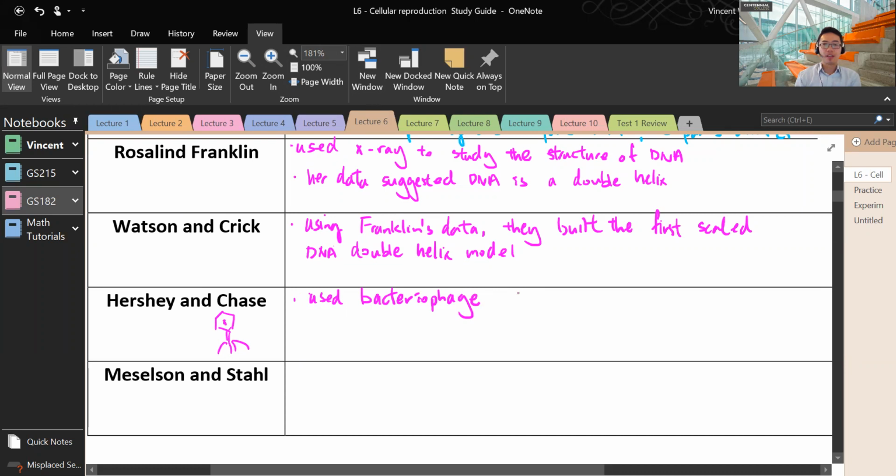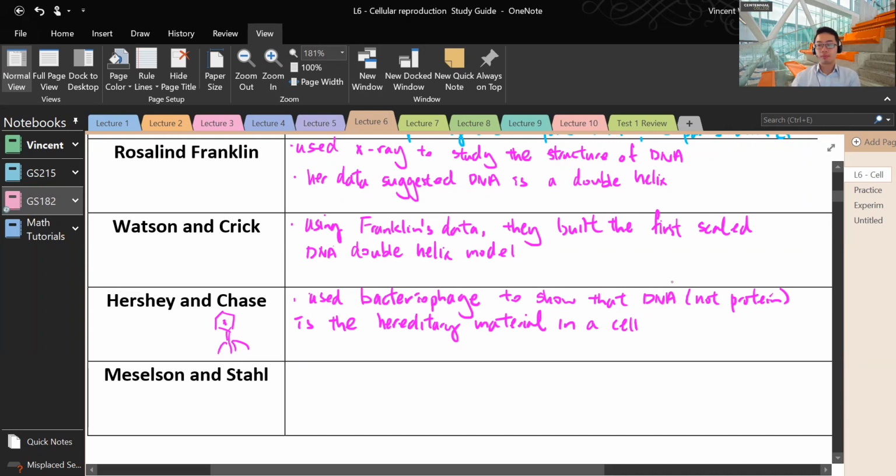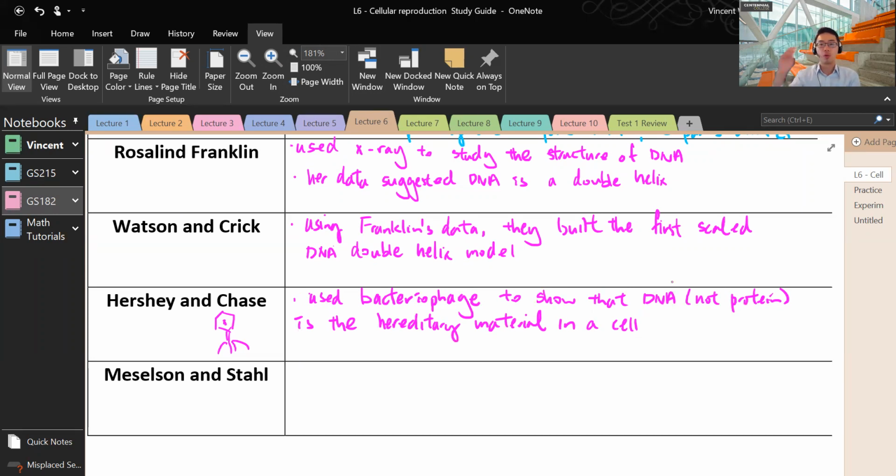So they used bacteriophage to show that DNA and not protein is the hereditary material in a cell. So the DNA is the material that gets passed on. That's the blueprint of life. Okay, that encodes for all the instruction for the organism. That's the stuff that gets passed on rather than the protein.